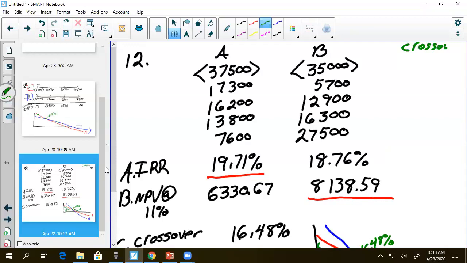Okay. I'm going to take B and subtract it from A. So I'm going to go subtract, subtract, subtract, subtract, subtract, right?